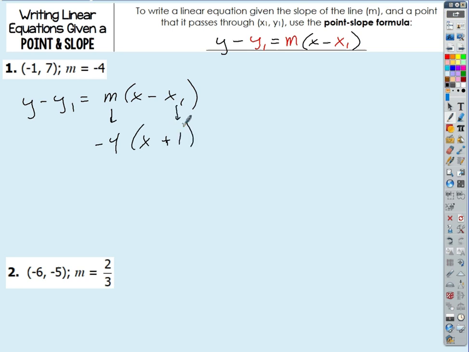And then finally, I'm plugging in the y value, right? Y1 would be 7. So I get y minus 7 equals negative 4 times the quantity x plus 1. So that's in point slope form right there. Okay, we just plug this stuff into point slope form, and that is the equation of our line.